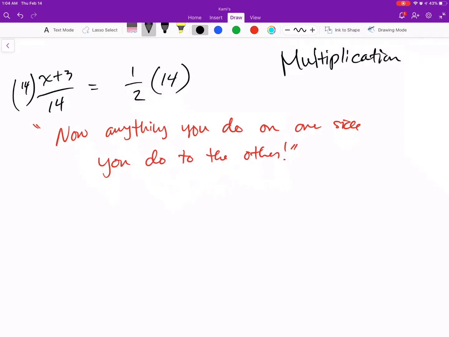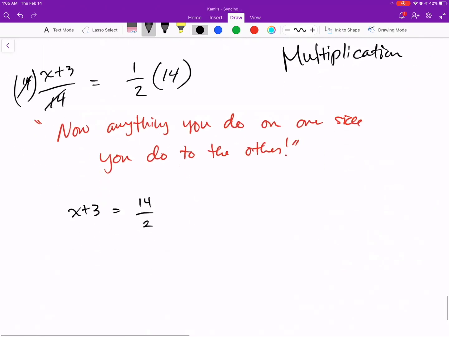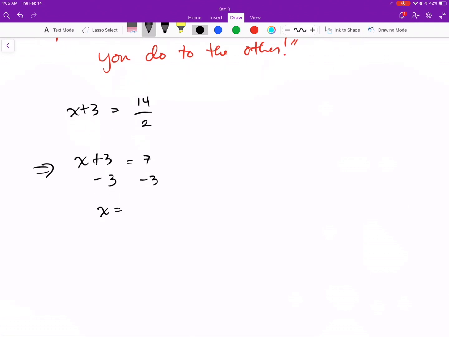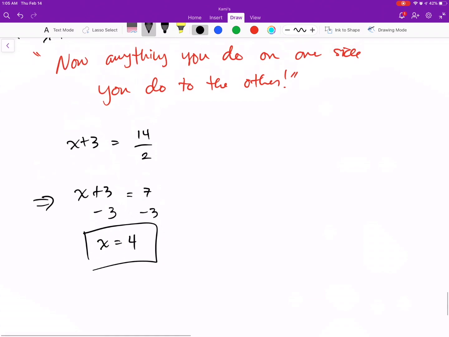So, 14 divided by 14, you know, is 1. Now, 14 times 1 is 14 over 2. So, x plus 3 must be 14 over 2. Okay, we're doing good. 14 over 2 is going to be 7. So, x plus 3 is equal to 7. And then how do we solve for x? We just subtract by 3. We get x is equal to 4. Done. Does that make sense?